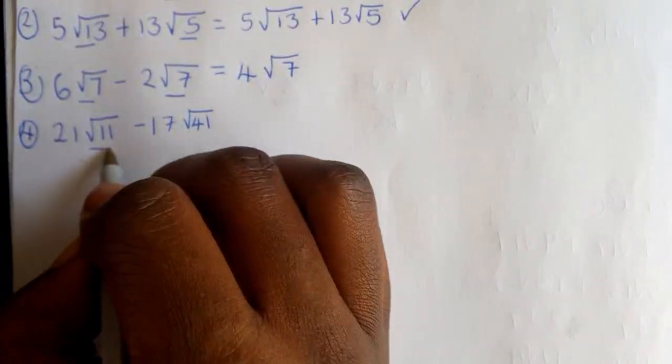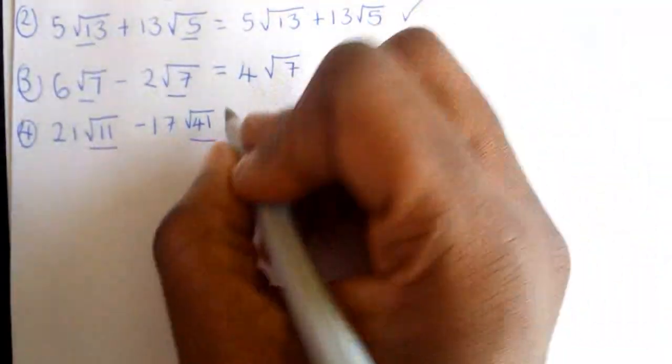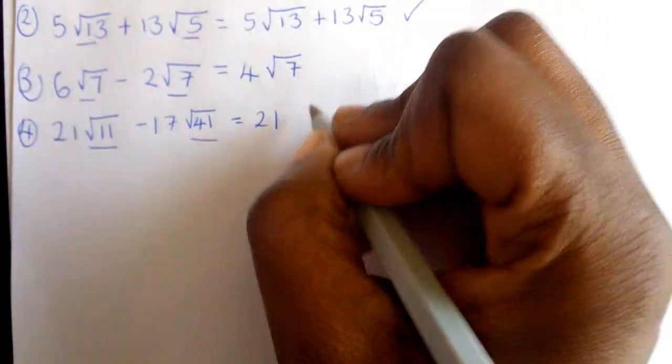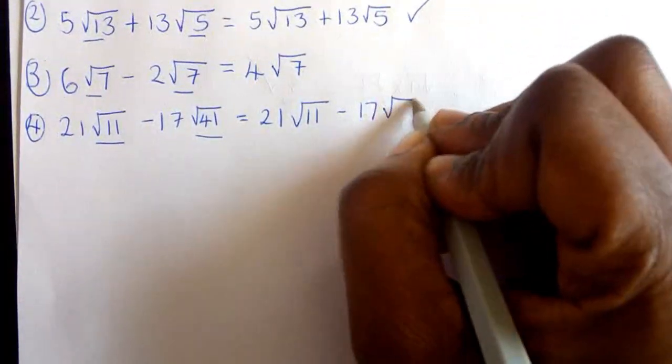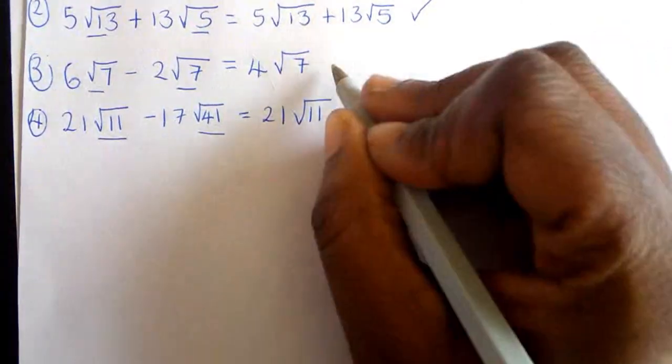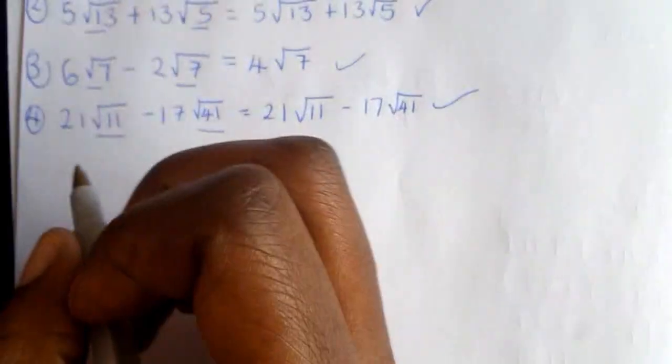And for number 4, the question was 21 root 11 minus 17 root 41. Since root 11 and root 41 are different, we just write it as 21 root 11 minus 17 root 41, like this. This is the correct answer.